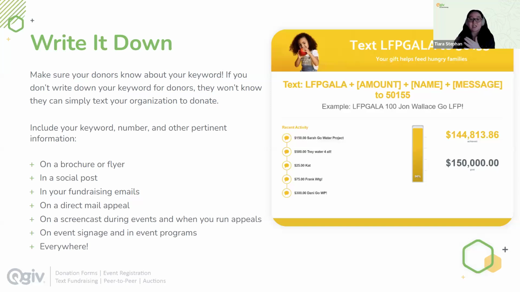Here are a few places that you can display your keyword for your donors. You can display them in those multi-channel marketing efforts leading up to your campaign. So on a brochure or flyer, in the mail, in a social post, in your fundraising emails, add your keyword everywhere. You can also display it on a live screencast when you run your appeals, so donors can see that fundraising thermometer rise and see you achieve your goals. And you can also include it on signage and in your programs if you're running an event during your year-end fundraising campaign. Basically, just add your keyword everywhere.